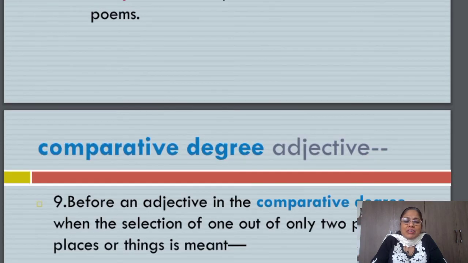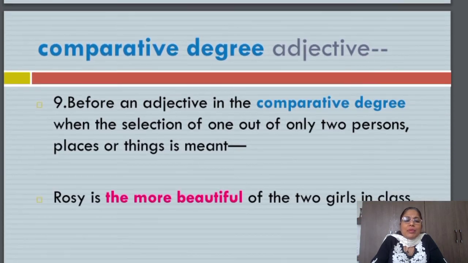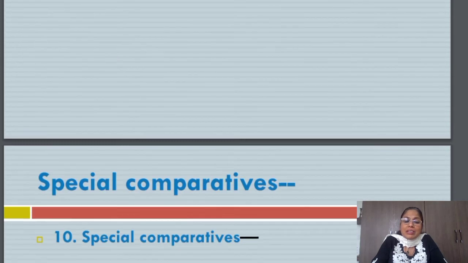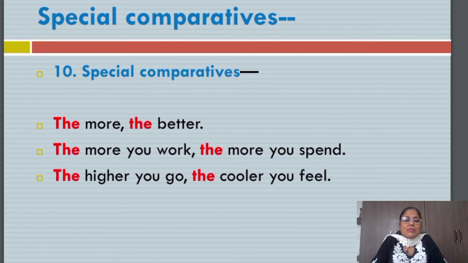Before comparative degree adjectives, when I make use of it before an adjective in the comparative degree, when the selection of one out of only two persons, places or things is met. Rosie is the more beautiful of the two girls in class. This is how I can make use of the before a comparative degree. There are some special comparatives also that I make use of. The more, the better. The more you work, the more you spend. The higher you go, the cooler you feel.